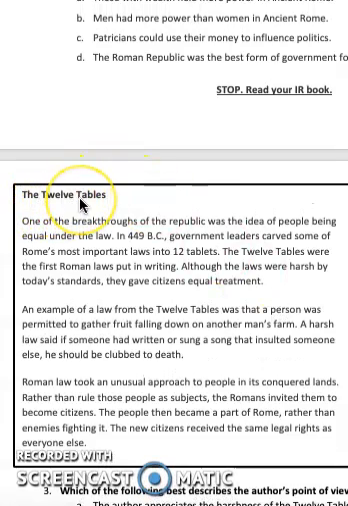The 12 Tables. One of the breakthroughs of the Republic was the idea of people being equal under the law. In 449 BC, government leaders carved some of Rome's most important laws into 12 tablets. The 12 Tables were the first Roman laws put in writing. Although the laws were harsh by today's standards, they gave citizens equal treatment.